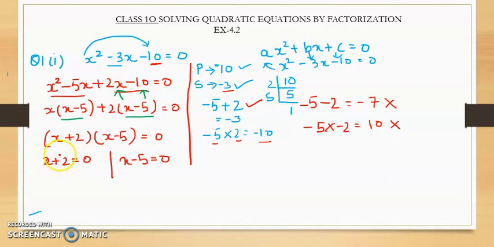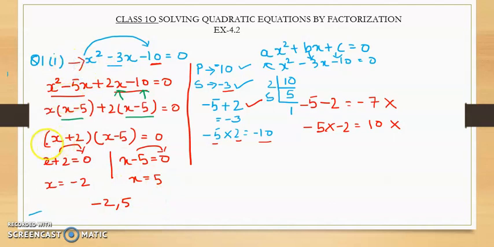When I transpose this plus 2 to the right side, this will become negative. So x is equal to minus 2, and when I transpose this, x is equal to 5. So minus 2 comma 5 are the factors of this quadratic equation.